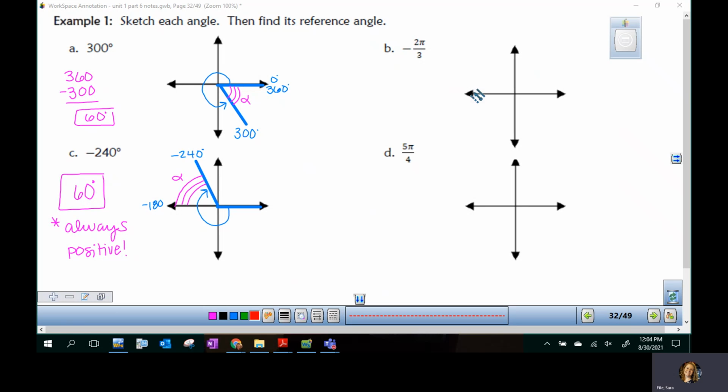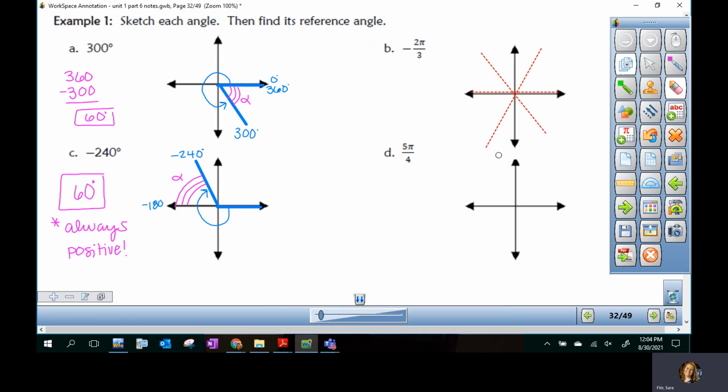So 3, you start with the x-axis, that would be 1, 2, 3. So you have 3 angles on top, 3 angles on bottom. Remember, when it's the odd number like that, it didn't include the y-axis. But when we do the fourths, it will.